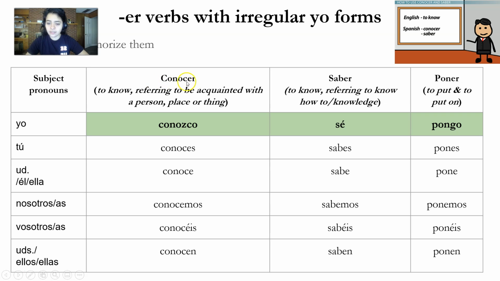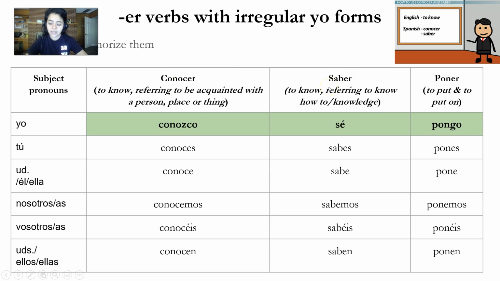So we have conocer, that means to know. But saber also means to know, but their meanings are different and they're not interchangeable. So in English, you usually use to know, but in Spanish, to express to know, we have 2 verbs, and each of them has its own use. So conocer is used when you are referring to being acquainted or the lack of acquaintance with a person, place, or thing. So for example, you can be acquainted with a book, a movie, a country, a city, or a certain person. Or also you can say that you're not acquainted with that. So that's where you use conocer.